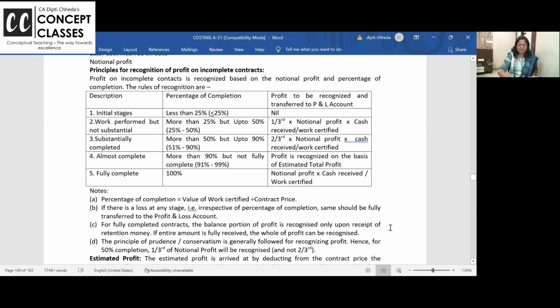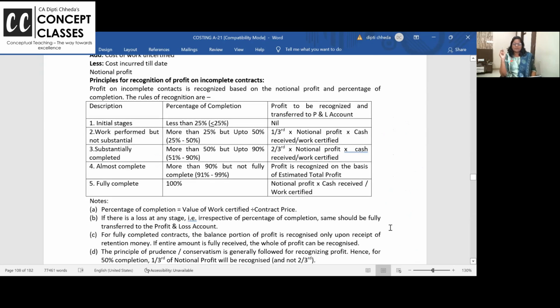Now you come here. See, percentage of completion formula is clear, no? Otherwise you write it, work certified by contract price into 100. Now, if your percentage of completion is less than 25%, it is nil. If you have completed more than 25%, less than 50%, notional profit into 1/3, profit is recognized in the proportion of cash received by work certified.